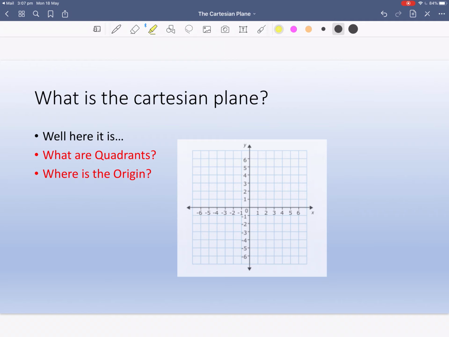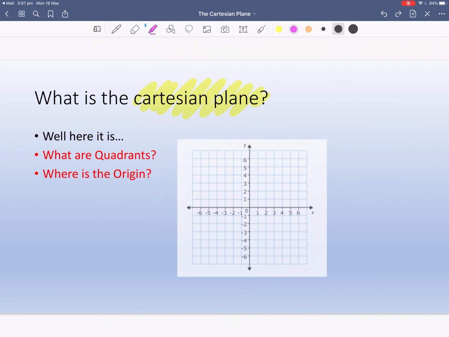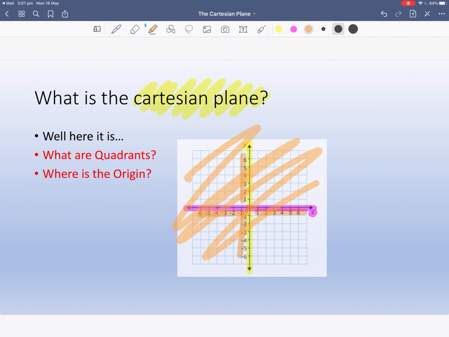Okay, so what is the Cartesian plane? There's a question I asked myself for many years. Well, I'm going to highlight it so you can see it. Here it is. That's the Cartesian plane. So the Cartesian plane has an x-axis, which normally goes across, and a y-axis, which goes up and down. Okay, and it has numbers. Okay, so it has coordinates here, and you can see those over here. All right, they're positive this way, and they're negative this way and this way. So this is the Cartesian plane, just so to let you know again.